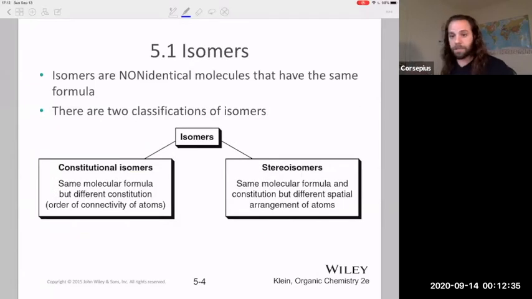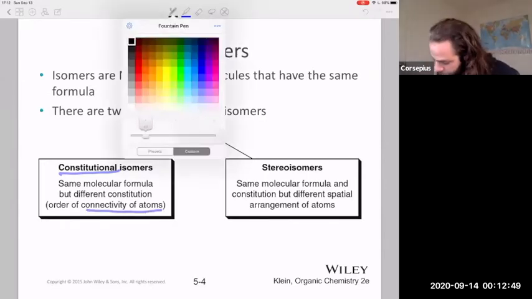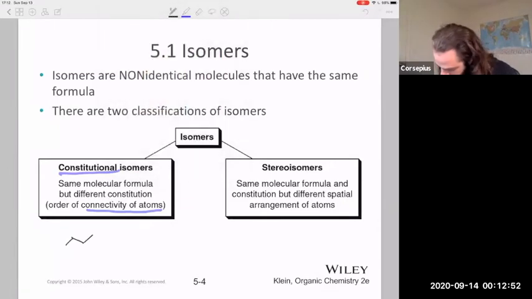Again, these are going to be different than constitutional isomers, right? So now we've got two separate types of isomers that we've learned about. The constitutional isomers have the same molecular formula, but different constitution, different connectivity of atoms. So just a quick example would be something like this. They both have the same molecular formula, but a different connectivity of atoms. This whole chapter is going to be on stereoisomers. They also have the same molecular formula, but they also have the same constitution. They have the same connectivity of atoms, just a different spatial arrangement. And so we're going to see a few different examples of that.